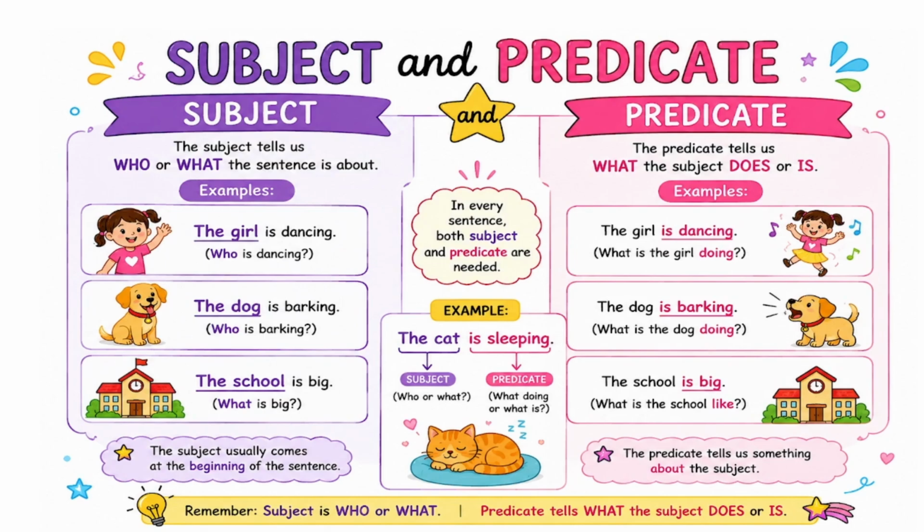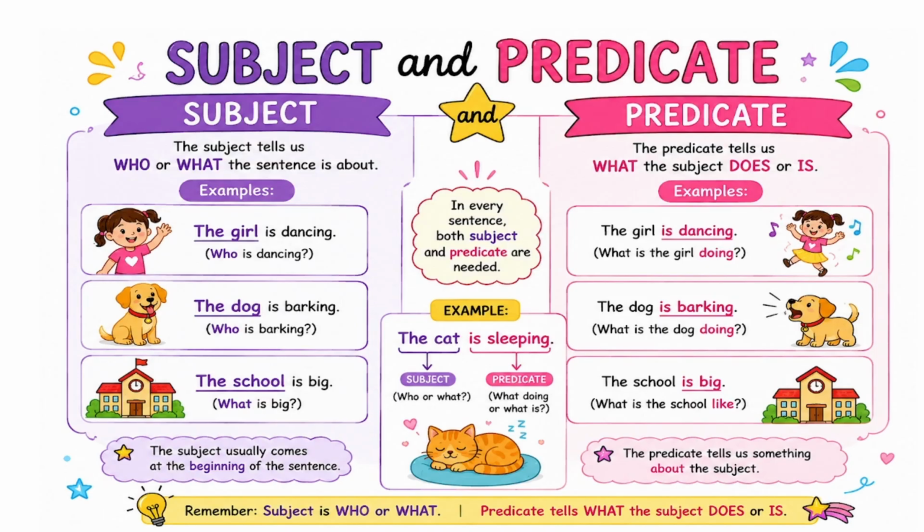Now let's move ahead to the next topic, which is subject and predicate. Both these things are part of the sentence. So now, what is a subject? In every sentence both are needed. Subject and predicate are needed. Subject tells who or what the sentence is about.